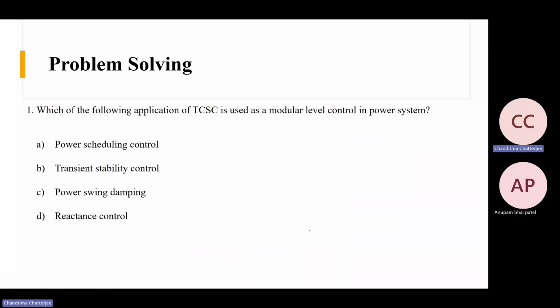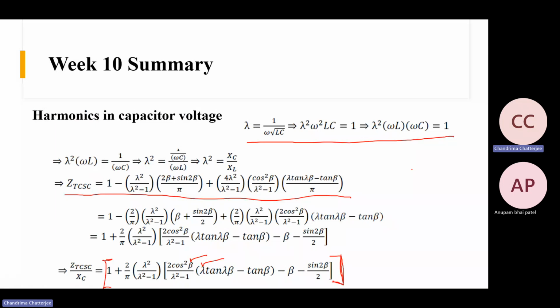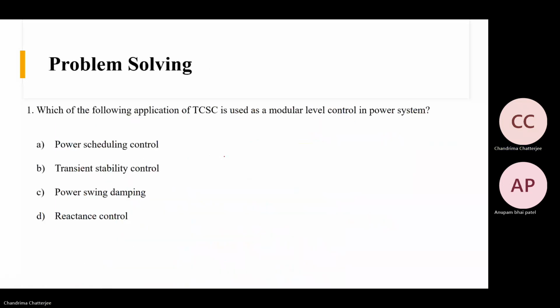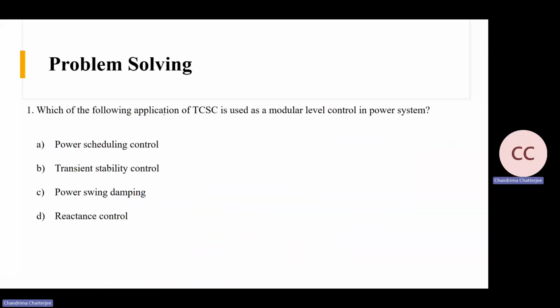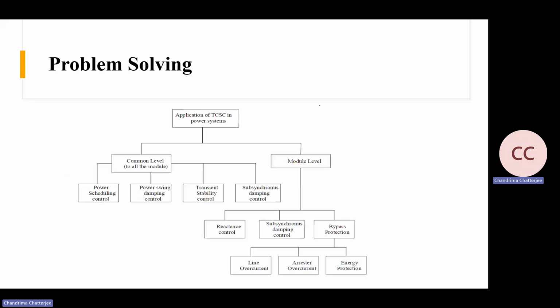Okay, so let's go to the questions. Which of the following applications of TCSC is used as a module level control in power system? As I told, TCSC has various applications. So one table is given here for better understanding. There are two types of control: one is common level control and one is module level control.